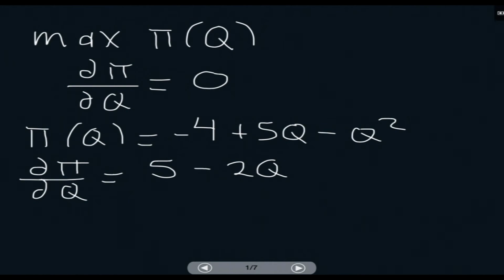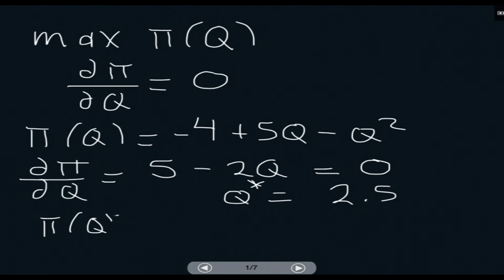So now all we need to do is set this derivative equal to 0 and solve for q. Solving for q gives us 2.5. So this is the q that maximizes profit. Now that we know what q is, we can actually find that maximized profit. We're just going to plug this q star into our profit function, and that's going to give us 2.25.